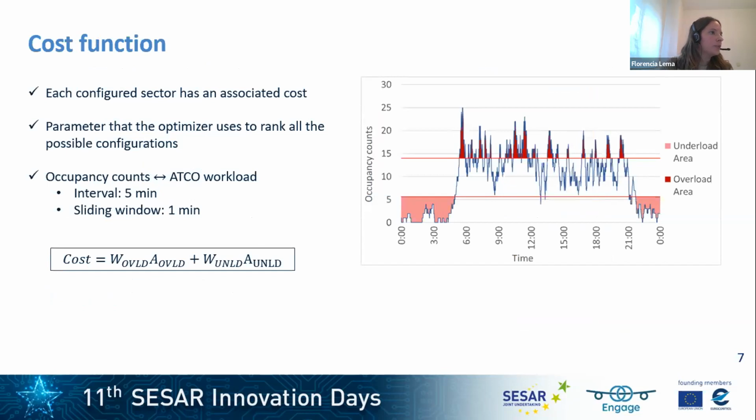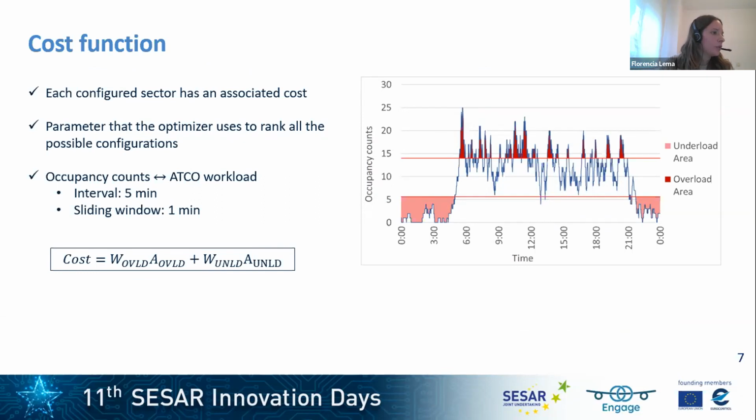Then to build the rank of configurations, we made a cost function. First, we computed a cost that will be associated to each configured sector and is the parameter that the optimizer will use to rank all the possible configurations. The metric used to compute this cost is occupancy counts because they are directly related to controller's workload. In particular, we took integral steps of 5 minutes and sliding windows of 1 minute.